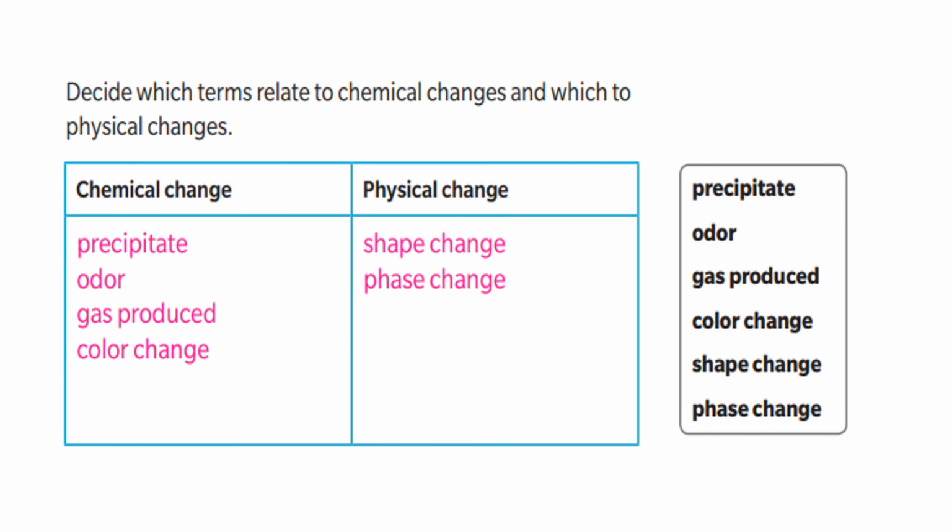Decide which terms relate to chemical changes and which to physical changes. We have precipitate, odor, gas produced, color change, all of them chemical change. Amazing. But what about shape and phase change? It is a physical change. Changing in the shape, changing in the phase, it is a physical change.